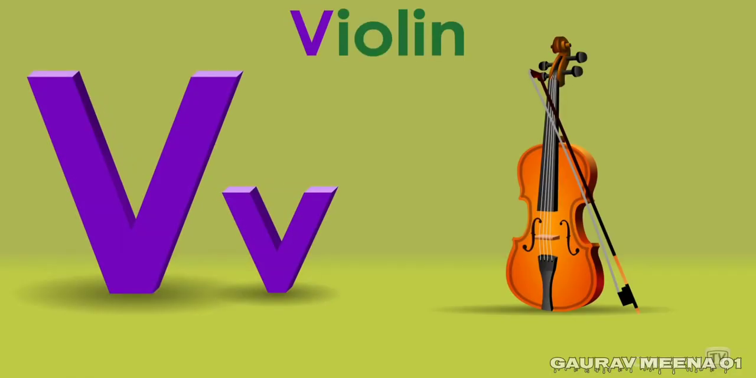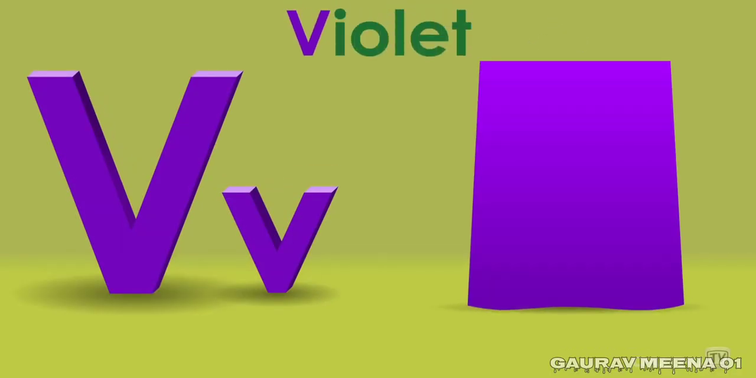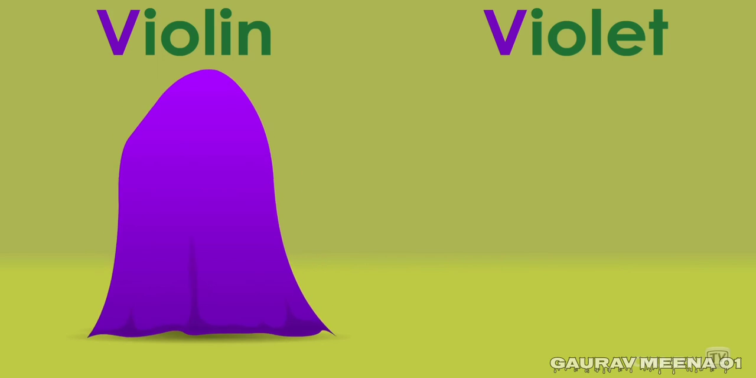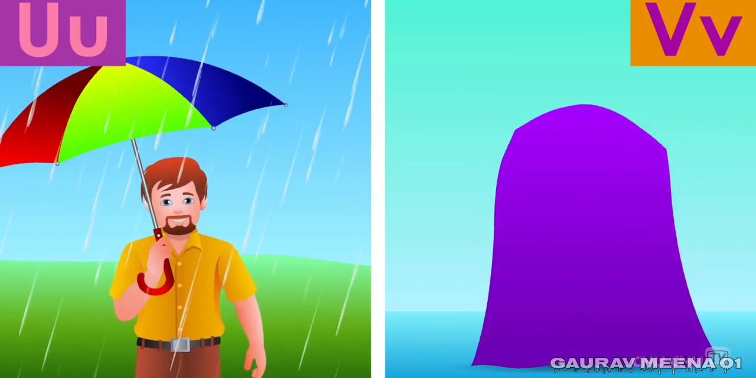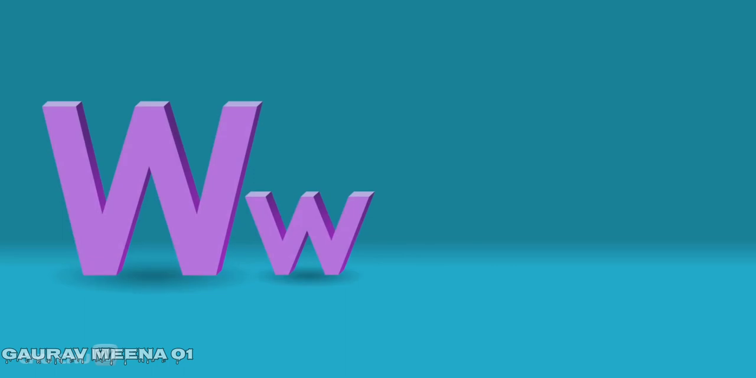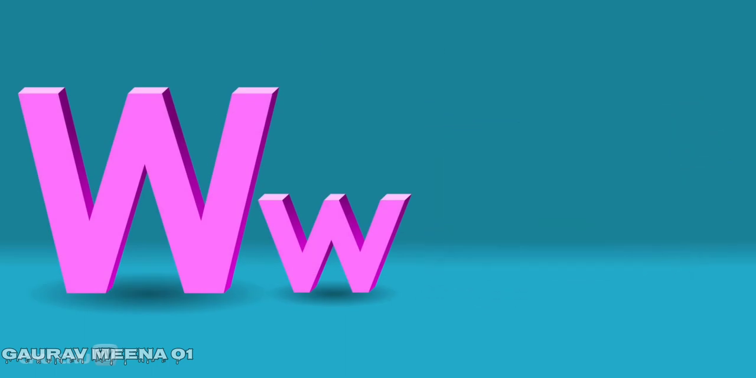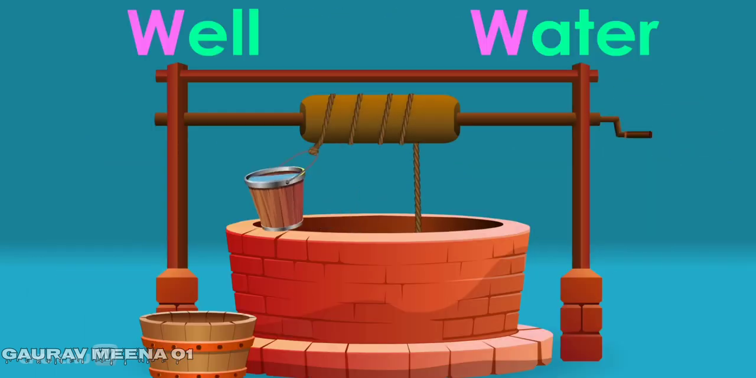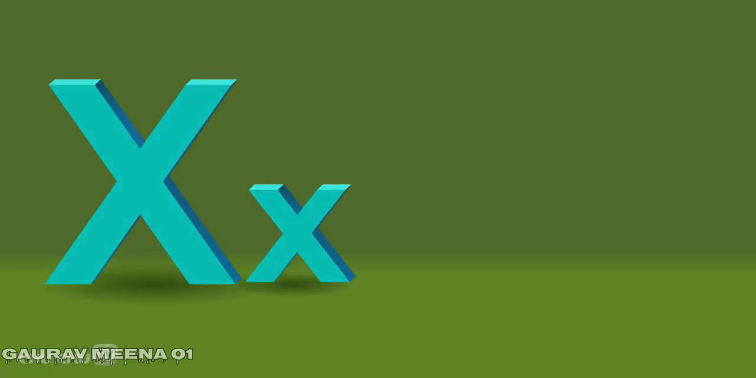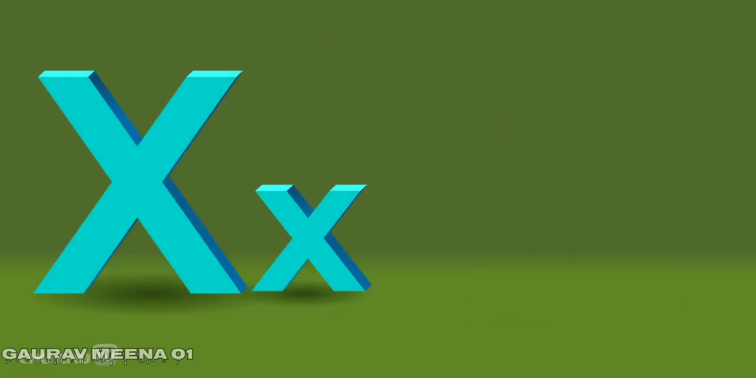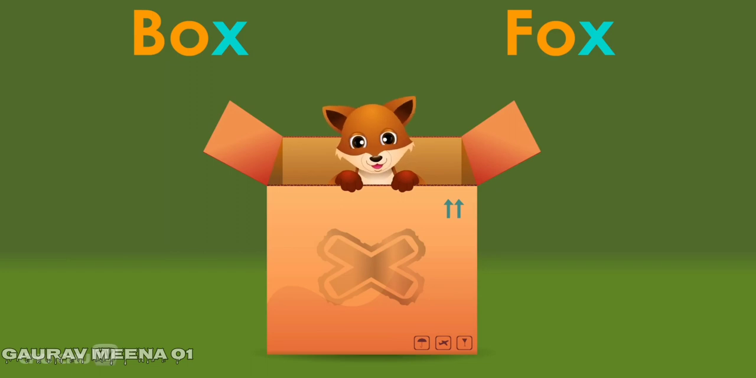V for violin, V for violet. W for well and W for water. X for box, X for fox.